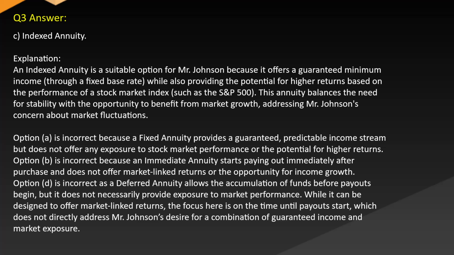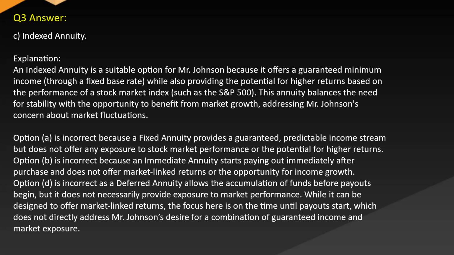Option A is incorrect because a fixed annuity provides a guaranteed, predictable income stream but does not offer any exposure to stock market performance or the potential for higher returns. Option B is incorrect because an immediate annuity starts paying out immediately after purchase and does not offer market-linked returns or the opportunity for income growth.